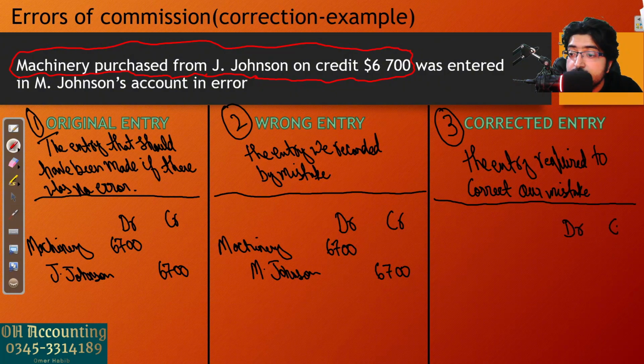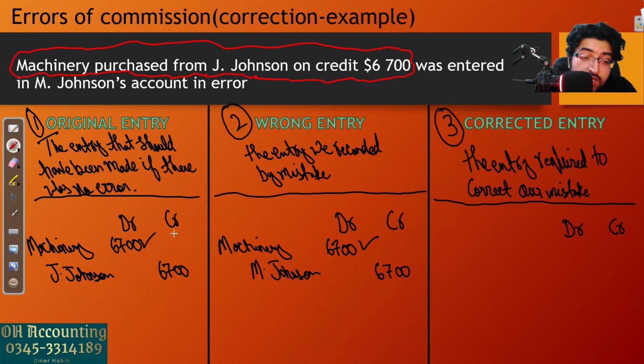See, debit, credit. Simply compare these two transactions, the original entry and the wrong entry. In the original entry, we were supposed to debit machinery by 6,700, right? And in the wrong entry, we have debited machinery by 6,700. So this is fine. No correction is required for machinery. Machinery was supposed to be debited by 6,700. It was debited by 6,700 even when we made the wrong entry. So this is fine. Machinery is clear.